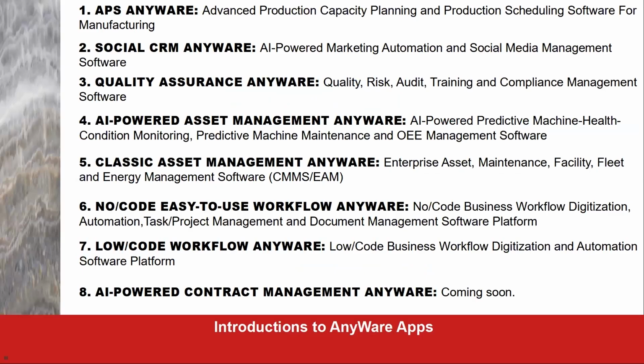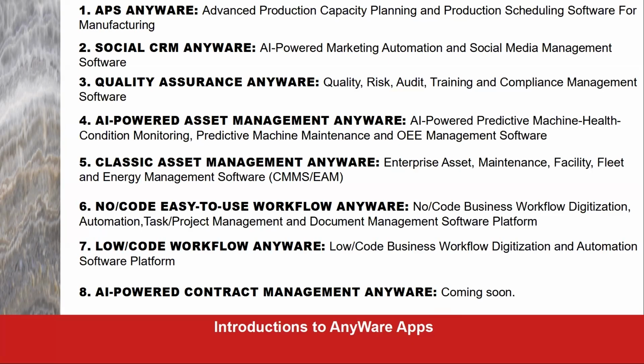Now let's talk about what we are offering in the AnyWare Apps product portfolio. We have APS Anywhere, that is an advanced production capacity planning and production scheduling software for manufacturing. It helps manufacturing companies manage their production planning constraints and maximize their resources, man, machine, and material, so that they can have a productive manufacturing operation.